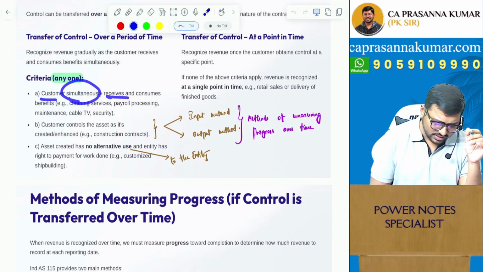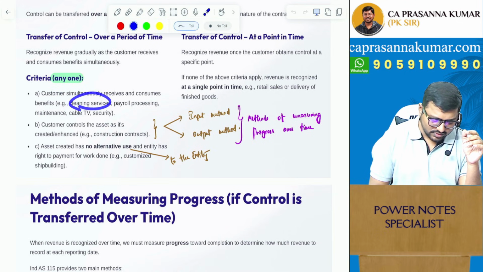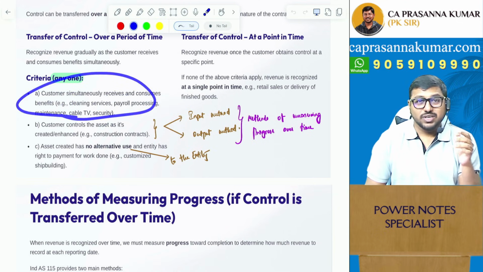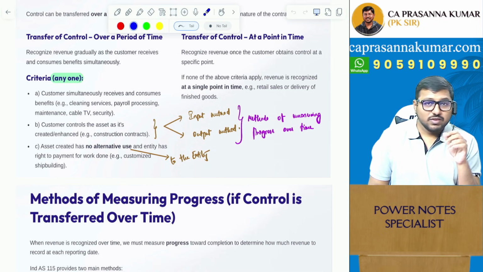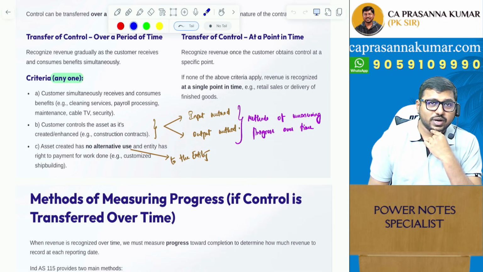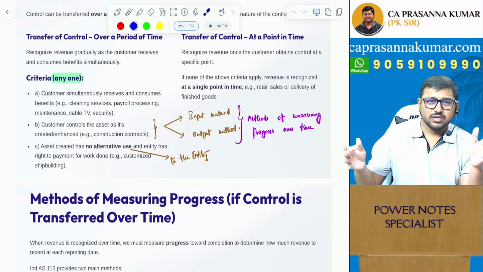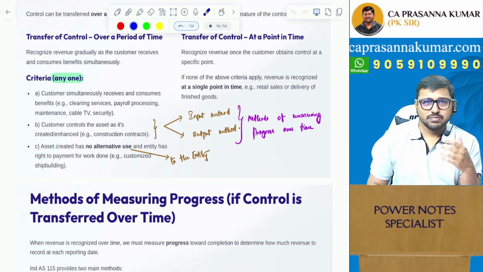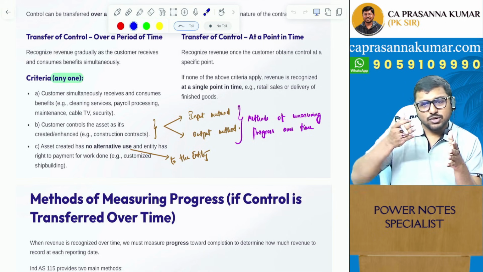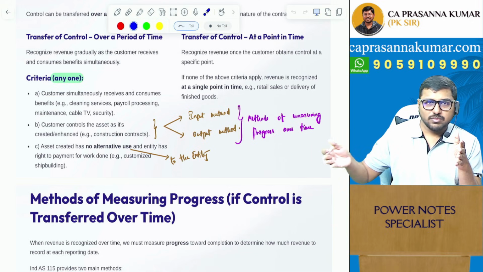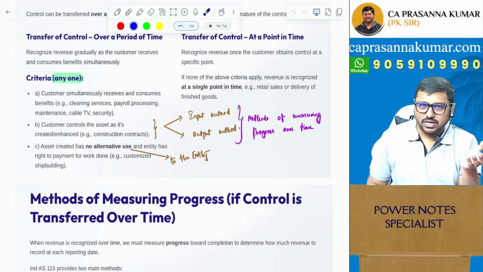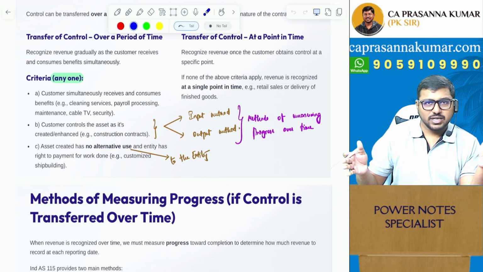Customer simultaneously receives and consumes benefits: cleaning services, payroll processing, maintenance, cable TV, security. This particular point we have already seen in step 2 when we were looking at the definition of PO, right? There are certain services where you'll be doing the same service again and again over a period of time for a whole year, like Netflix subscription or cleaning services, housekeeping. Because they do the same thing again and again over a period of time, every single day you can't call it a separate PO, right? So therefore we said that the entire year will be taken as one single PO.